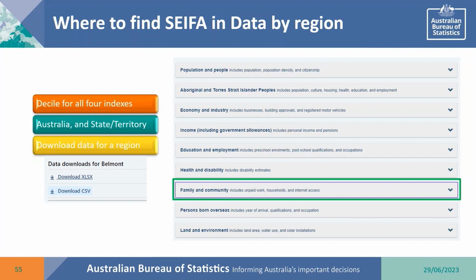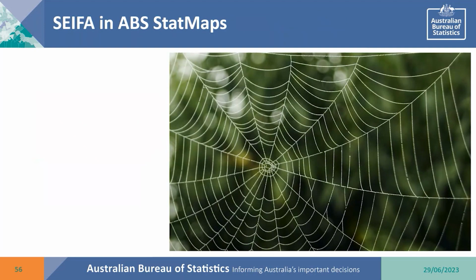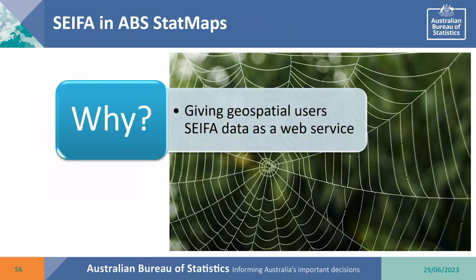SEIFA is in ABS StatMaps. And releasing SEIFA as a web service enables users to pull geospatially enabled SEIFA data directly into GIS software, web apps, and platforms. This saves time and provides confidence that data is spatially linked to the latest ASGS version and that the metadata is accurate.